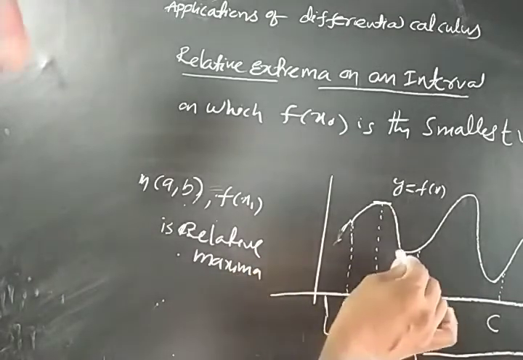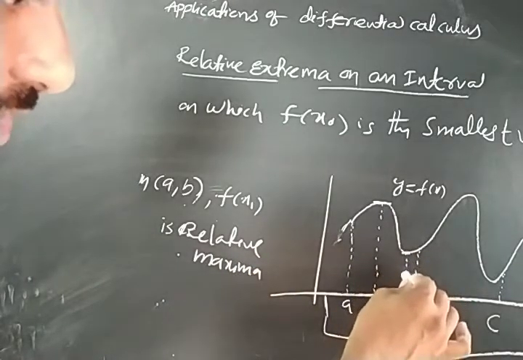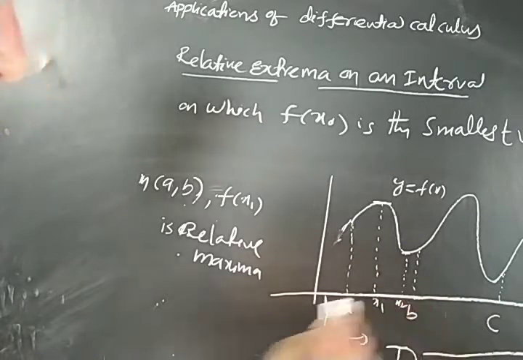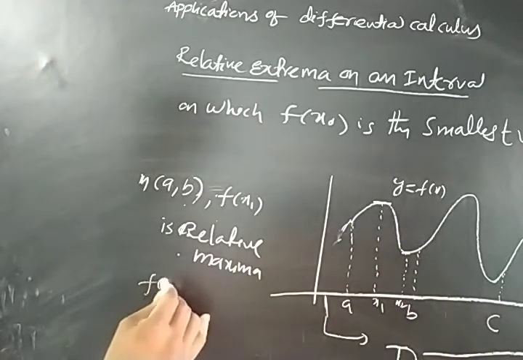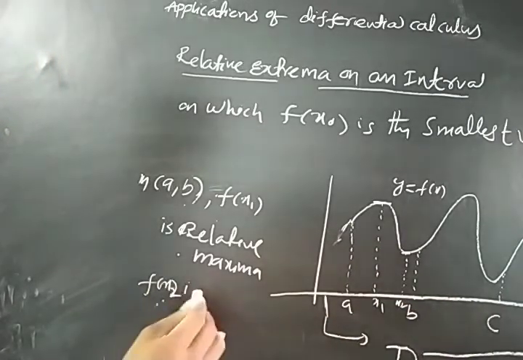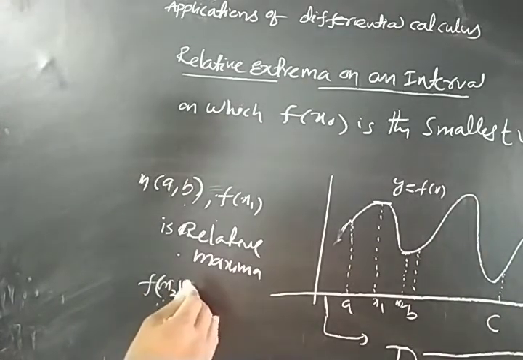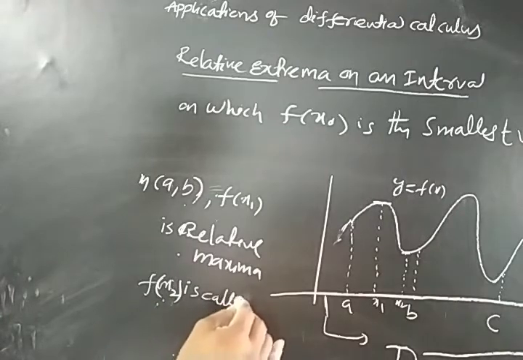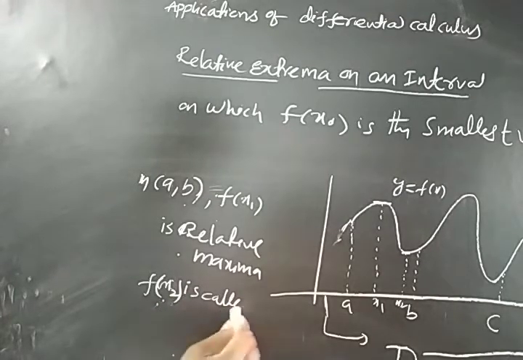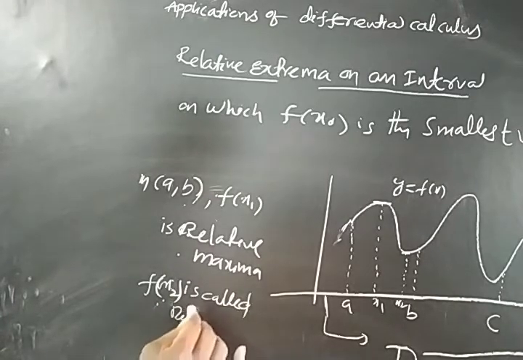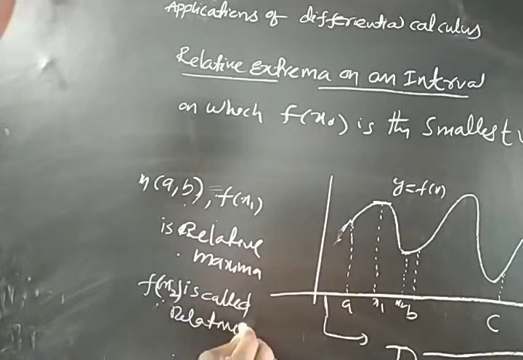Okay. And suppose here we have the least value at x2. At x2 we are getting the least value of the function. F of x2 is called local minimum or relative minimum.